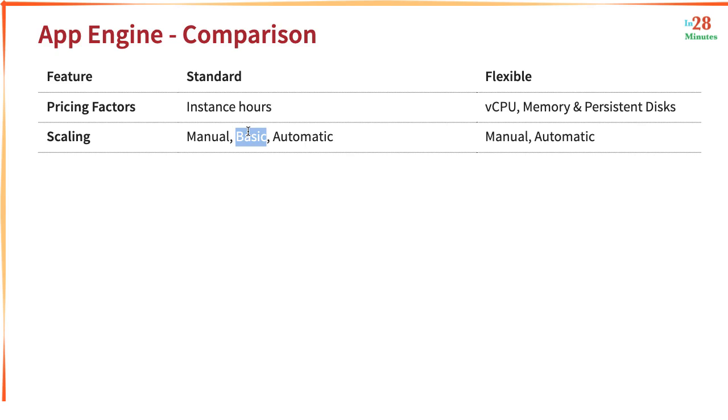We'll talk a little bit more about scaling options a little later. However, the important thing to remember is that App Engine Flexible does not support basic. It only supports manual scaling and automatic scaling. App Engine Standard supports all three.